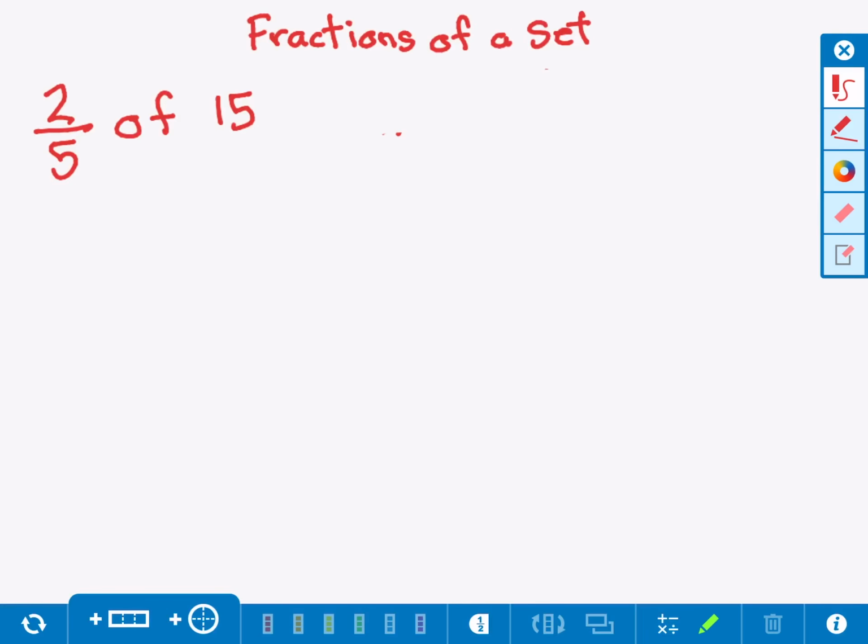Fractions of a set. Let's say I have 2/5 of 15. So that would be I have 15 apples and someone ate 2/5 of them. What number would that be?